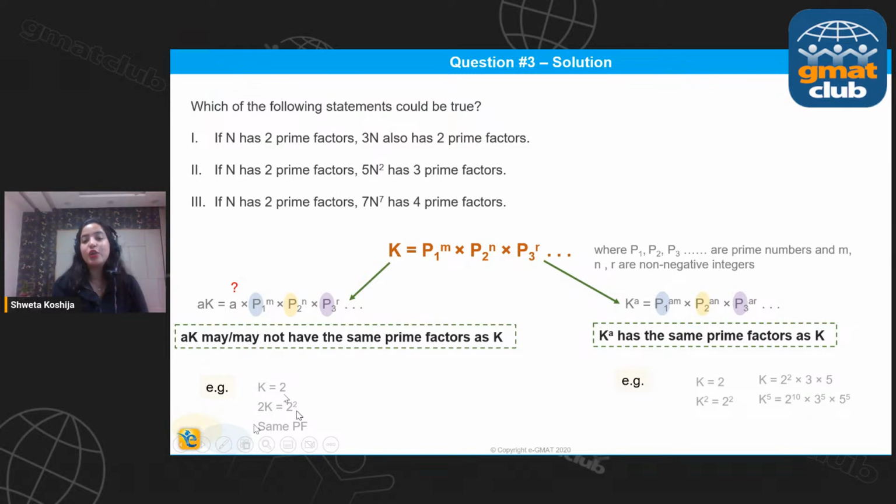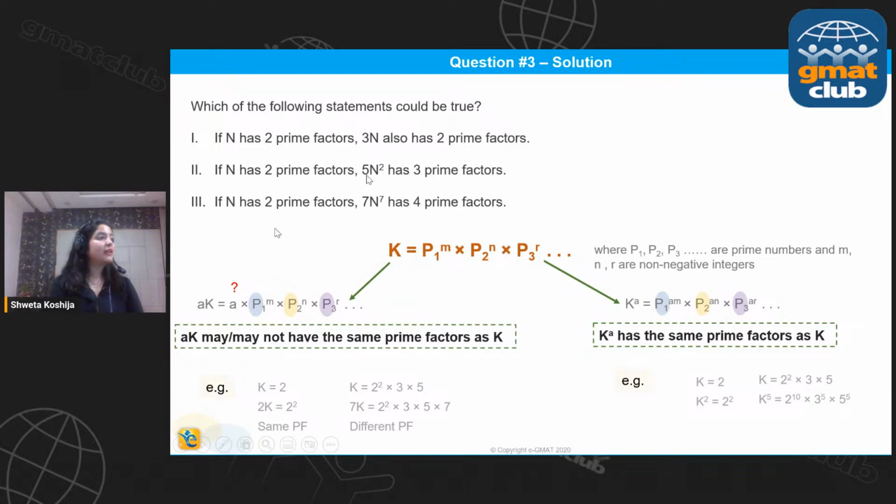So it didn't really do anything. But if I have k as this thing, which has 2, 3, and 5, and then I multiply a 7 to it, I am giving it a new prime factor, which will increase the number by 1. So that's why the statement that AK, the product, may or may not have the same prime factors.